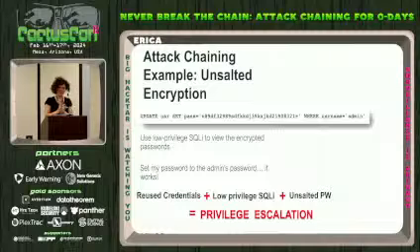So moral of the story, make sure that your data is salted. Do not reuse passwords. Obviously, with that low privilege SQL injection, there really is no such thing as a low privilege SQL injection. It's almost always bad. So there you go. And you can see how these kind of work together as a chain, right?